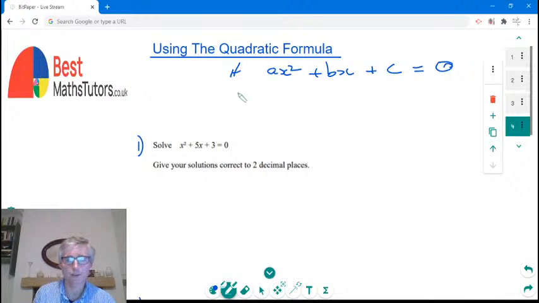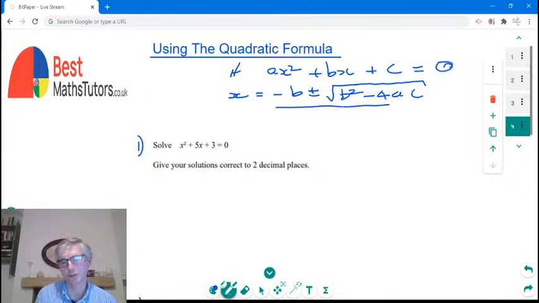And if that's the case, then you can say that x is equal to minus b plus or minus, I'll explain what that means in a minute, the square root of b squared minus 4ac, all over 2a. So that looks incredibly complicated at the moment, but it'll all make more sense when we actually put real numbers into it and look at this example.